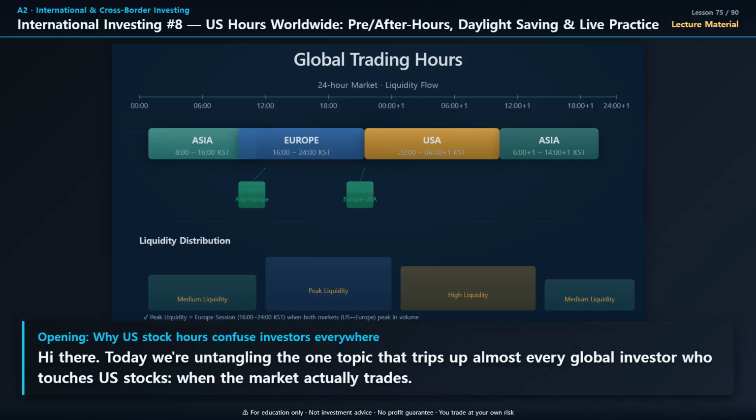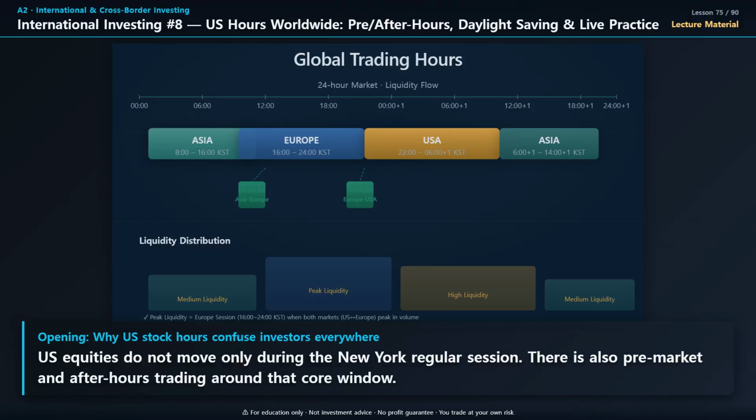Hi there. Today we're untangling the one topic that trips up almost every global investor who touches U.S. stocks: when the market actually trades. U.S. equities do not move only during the New York regular session. There's also pre-market and after-hours trading around that core window.